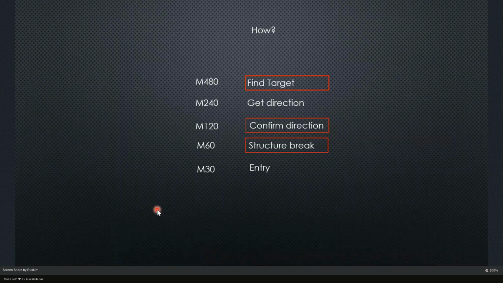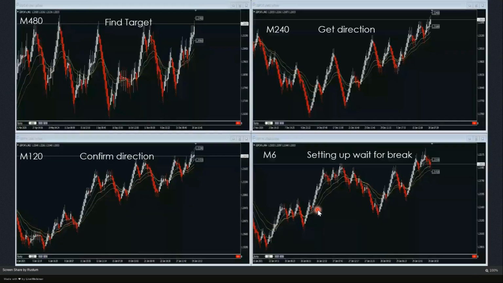Okay, so 480. Everyone knows what 480 is because everybody is looking at the same charts. Yeah, 480 means it's 48 pips on Renko. So on M48, you are finding your targets. And on 240, you're getting your direction.